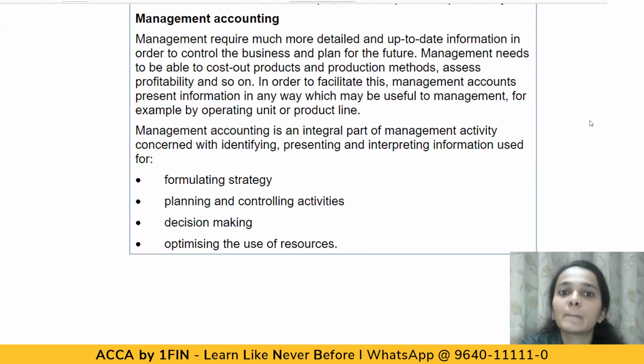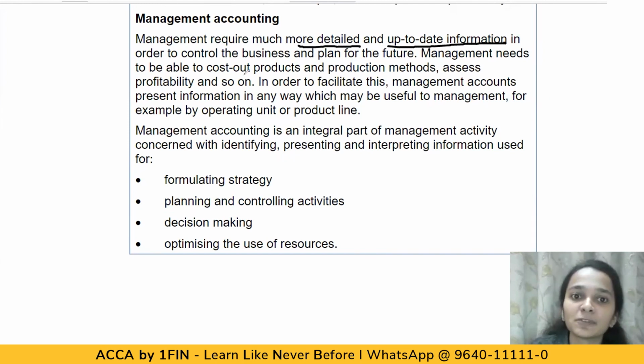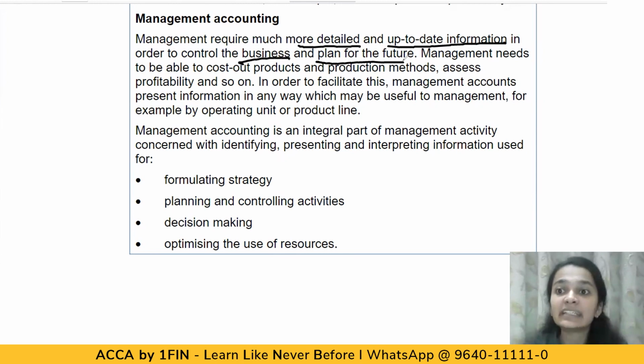Now, talking about management accounting. Management accounting is something very different. Management accounting is basically where management requires more detailed and up-to-date information in order to control the business and plan for the future. As we understood, management accounting is for the internal management of the company, wherein they have to make good business decisions. For that, they'll require much more detailed and up-to-date information in order to analyze the position of the business and plan their way ahead.